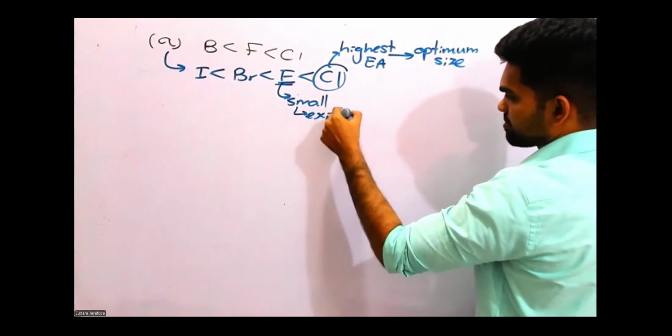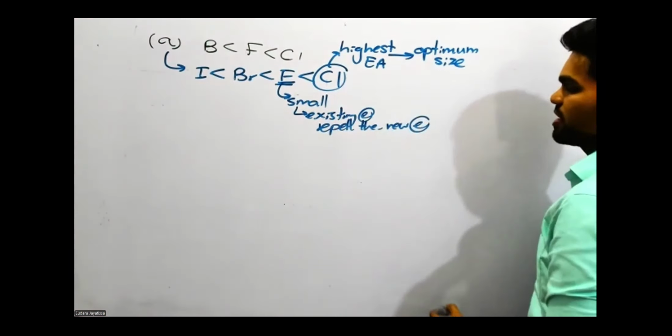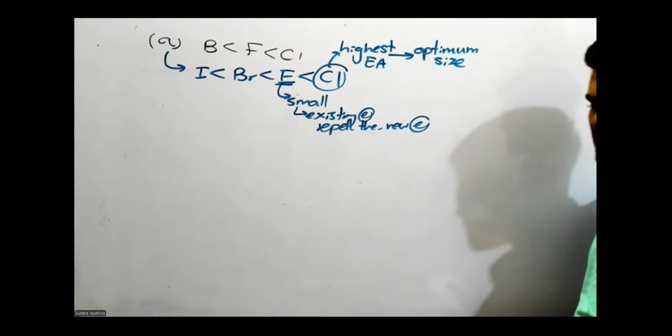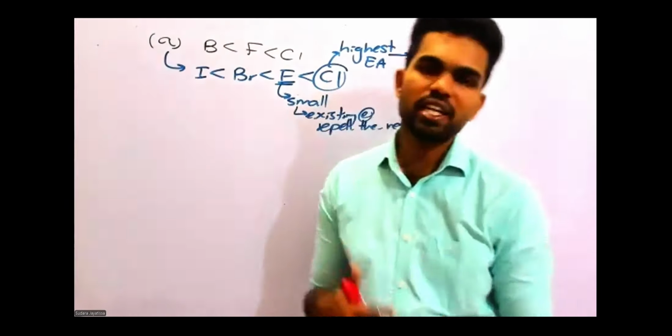Existing electrons repel the new one. Okay, so that's why their affinity is low. So affinity, you can simply understand as the likeliness to keep the electron.